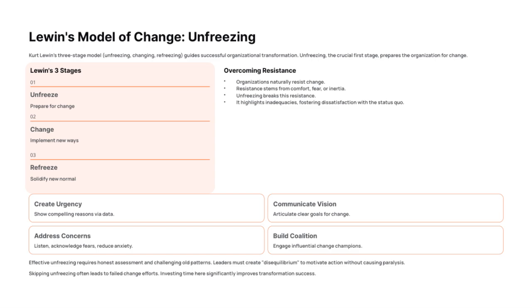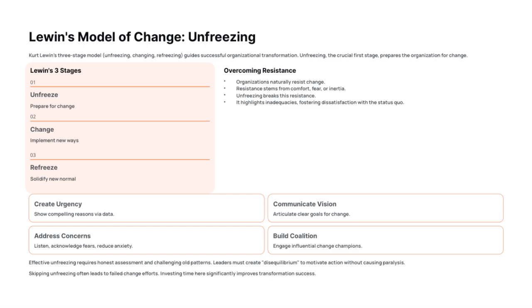Remember, organizations naturally resist change because of comfort, fear, or inertia. Unfreezing helps to break down this resistance by highlighting inadequacies and fostering dissatisfaction with the status quo. This process is essential for overcoming resistance and moving forward. Once resistance is addressed, you can solidify the new normal through refreezing, or implementing the new ways of working.